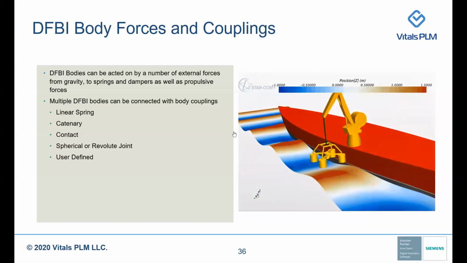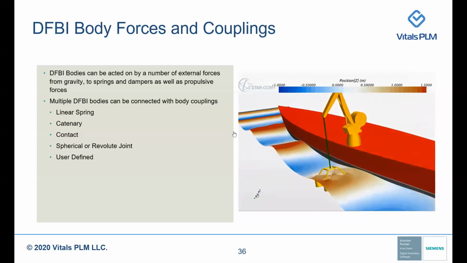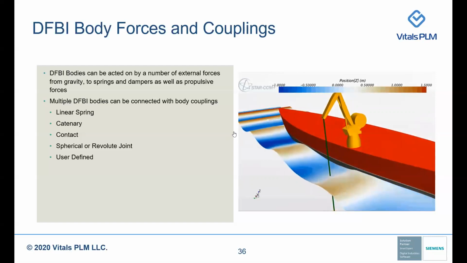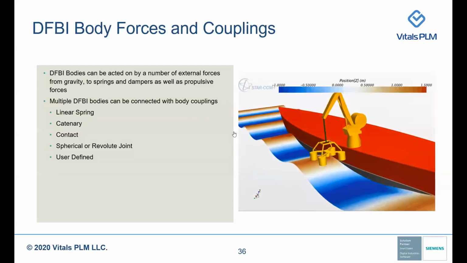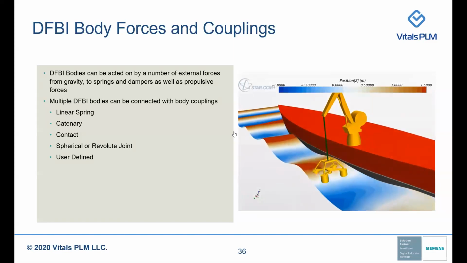So the couplings can be modeled as linear springs, catenaries, contacts, and then joints can be modeled as spherical or revolute joints. And sometimes, if there is a need, the user can have their own defined couplings and connections using this option.